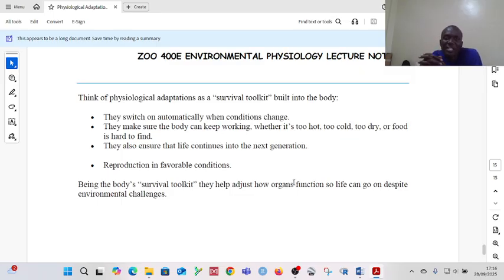So being the body's survival toolkit, these physiological adaptations will help to adjust how the organs function so that the life of that particular organism can go on even when the environmental challenges that that particular animal is being exposed to are threatening its survival. Because of those physiological adaptations, the organs will adjust to continue functioning so that it can still live even in the face of the environmental challenges that it is experiencing.